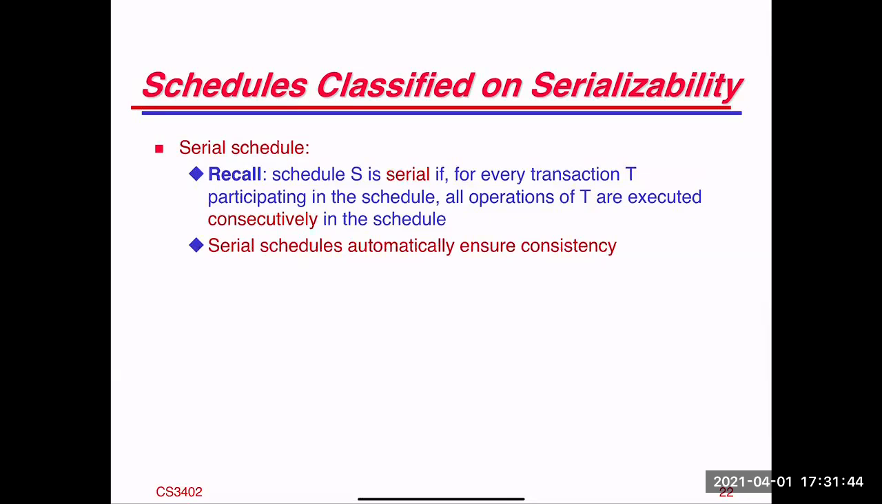So I already mentioned to you what a serial schedule is. A schedule S is serial if for every transaction that shows up in the schedule, all the operations of that transaction are executed consecutively in the schedule. So there's no interleaving of operations of different transactions. And of course, if you have a serial schedule, you automatically get consistency. So there's no way for you to get an incorrect result.